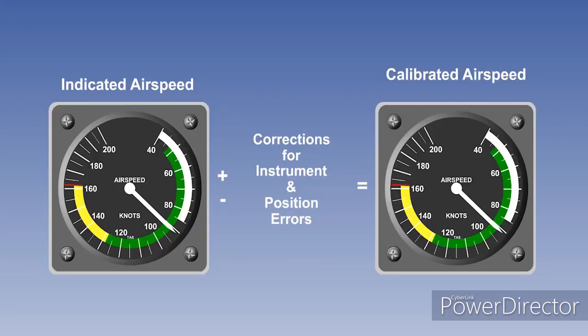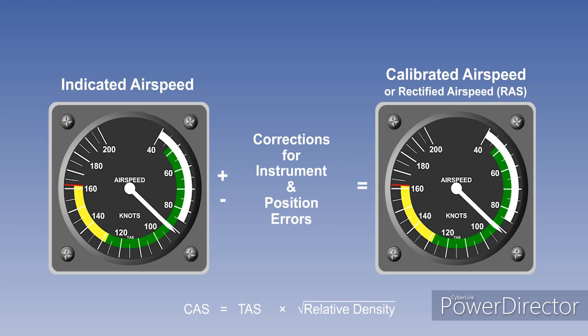The airspeed indicator measures dynamic pressure, not speed. When corrected for instrument error and pressure error, it gives us calibrated airspeed, or CAS. In some books and on some navigation computers, this is called rectified airspeed, or RAS. We will use the more modern and generally accepted term calibrated airspeed from now on.